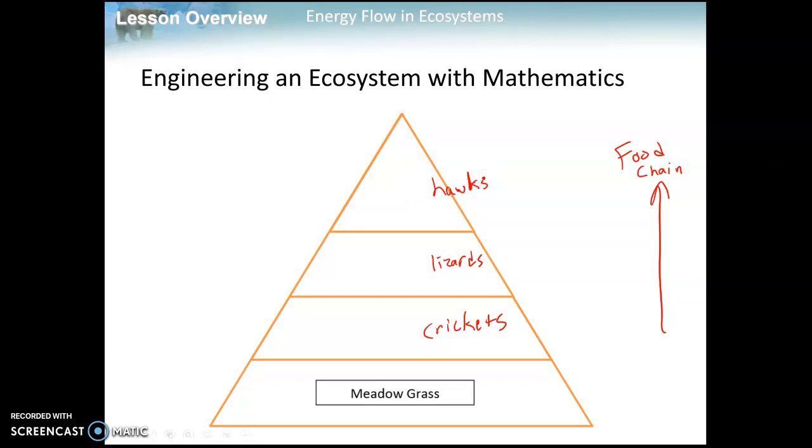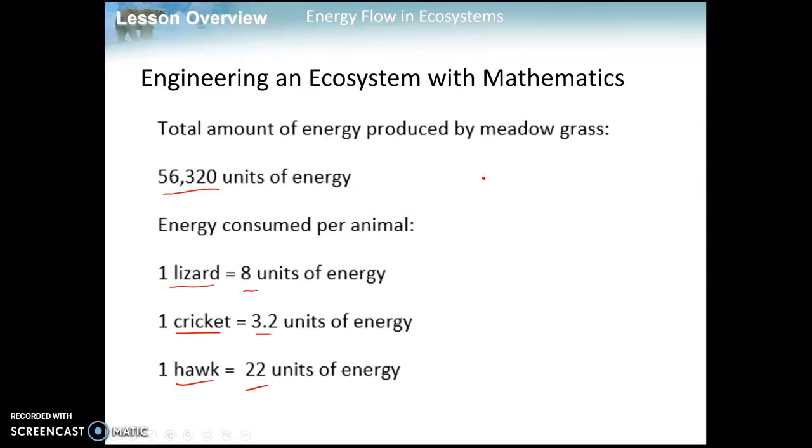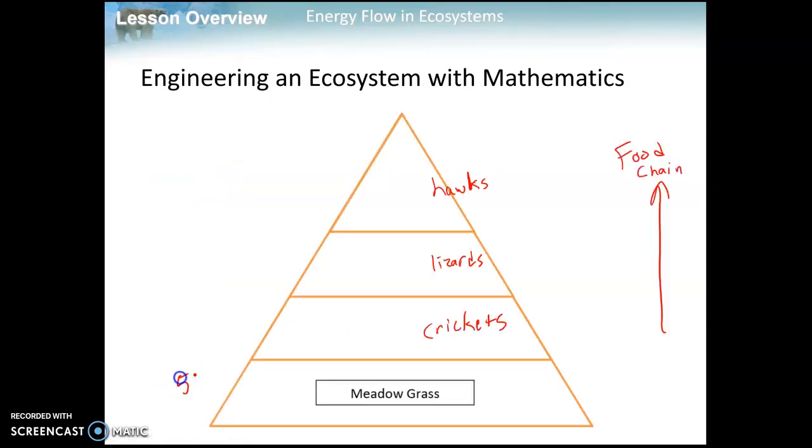Okay. The next thing that's really important here is to keep track of how much energy I have. It says that our meadow grass produces 56,320 units of energy. But I know that as I go up to the next level, I'm only going to take 10% of that energy along to the next level. So if you know your math tricks pretty well, that means that we just move our decimal place over to the left once. And so that means that we'll have 5,632 units of energy available for crickets.